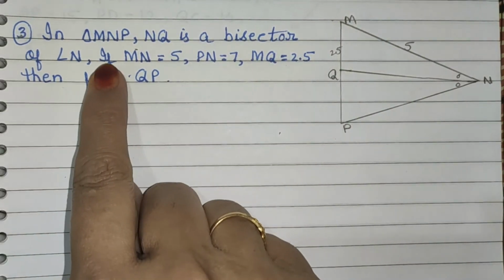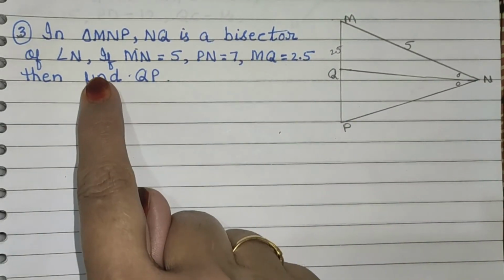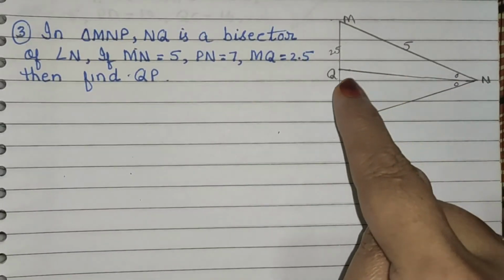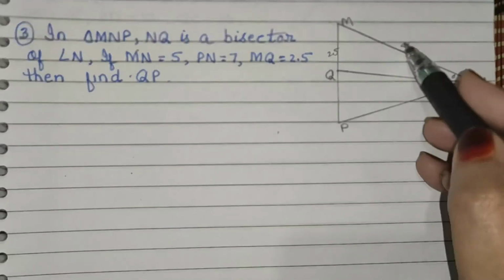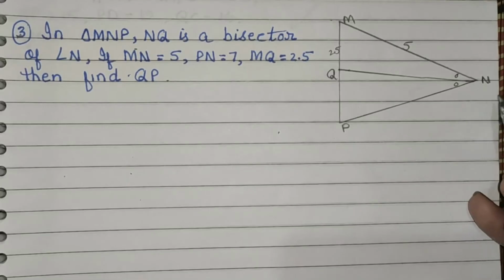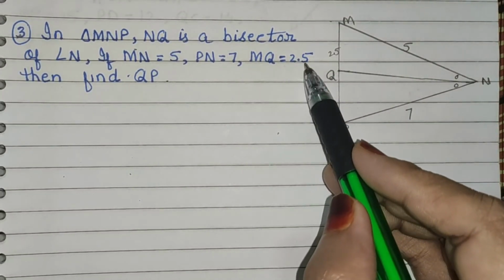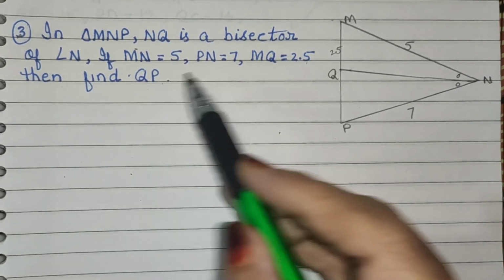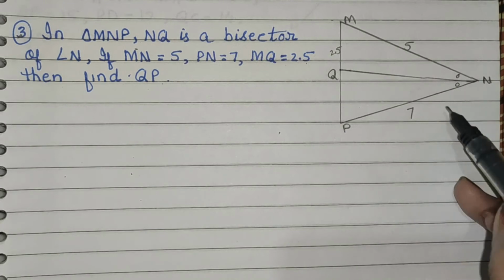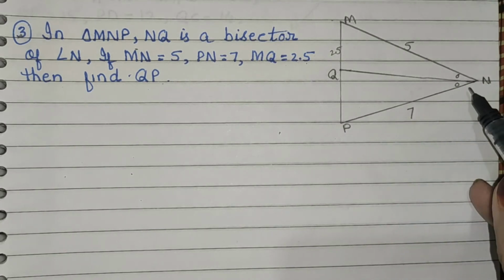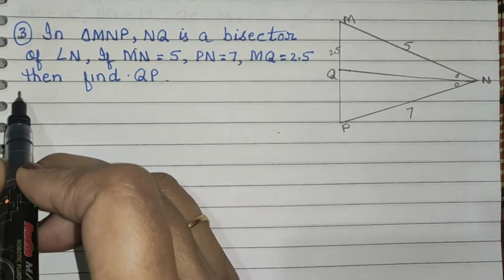In triangle MNP, NQ is a bisector of angle N. If MN is equal to 5, PN is equal to 7, MQ is equal to 2.5, then find QP. Now look at the diagram. In the diagram, angle bisector is given. Therefore, we can use here angle bisector theorem.